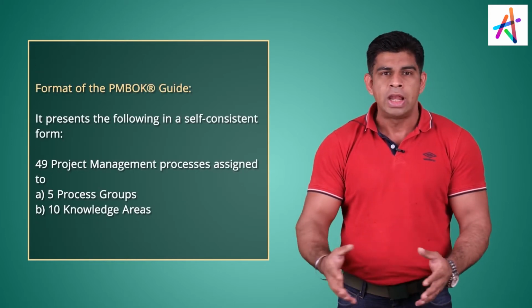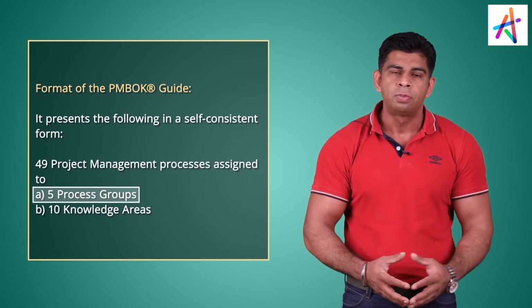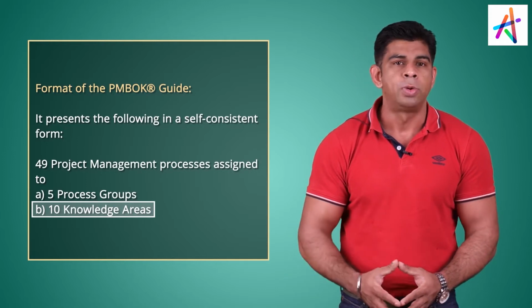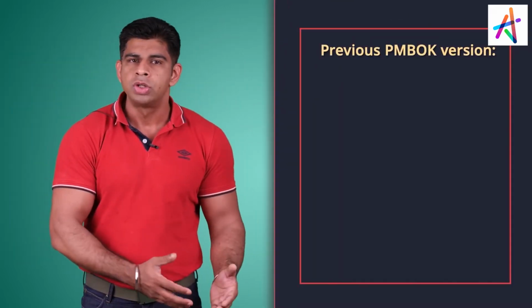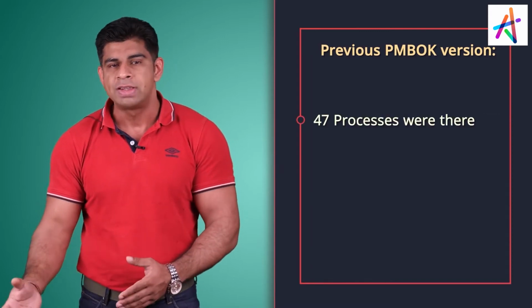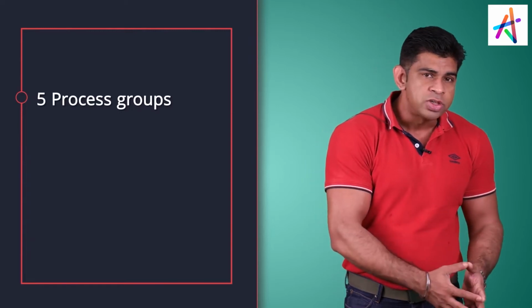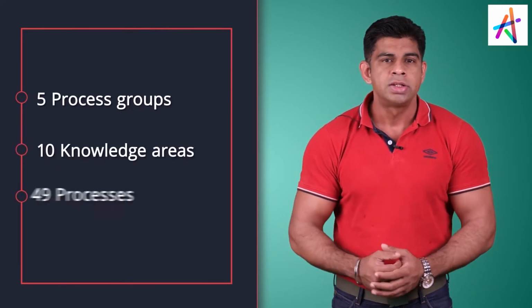The syllabus of PMBOK contains 5 process groups, 10 knowledge areas, and 49 processes. Previous to this, the version that we had for PMBOK, there were 47 processes, 1 process was taken out, 3 processes were added. Now, why was a change made? In industry, as per the development which happens in project management, the PMBOK has to stay relevant, and that's what we have today. The most updated version that we are speaking about right now contains 5 process groups, 10 knowledge areas, and 49 processes, right? So that's what we have.